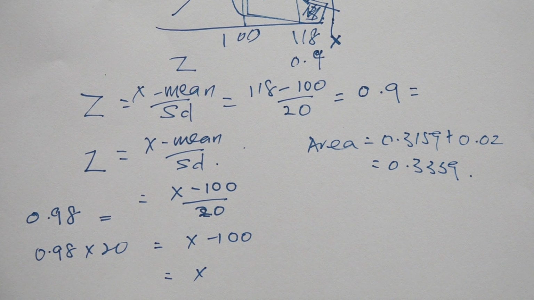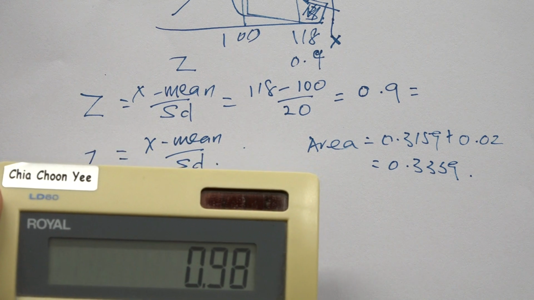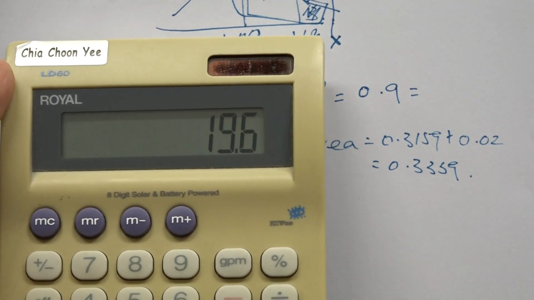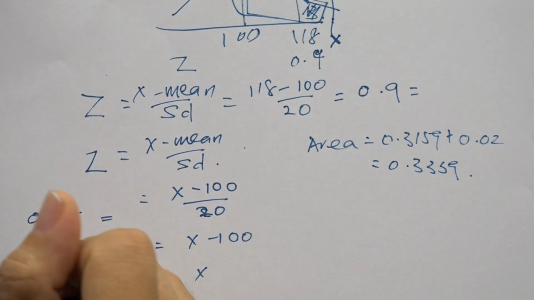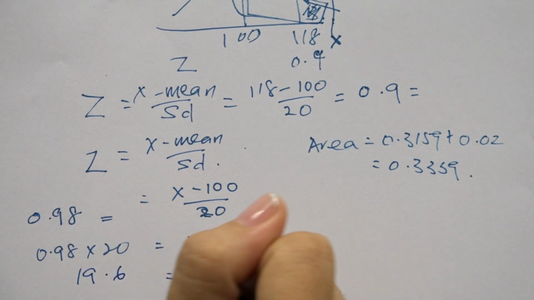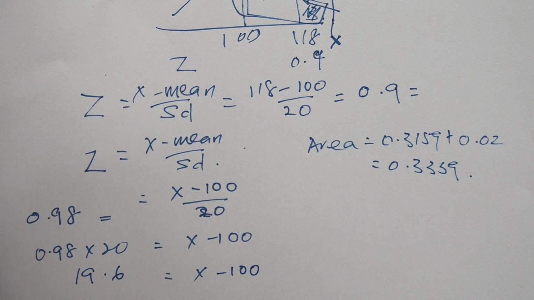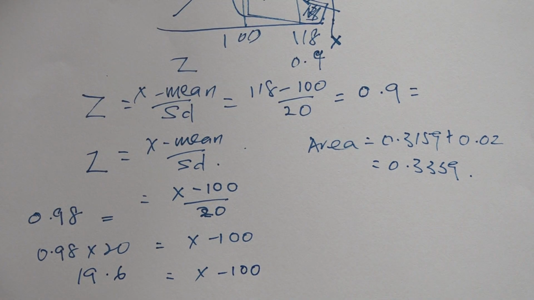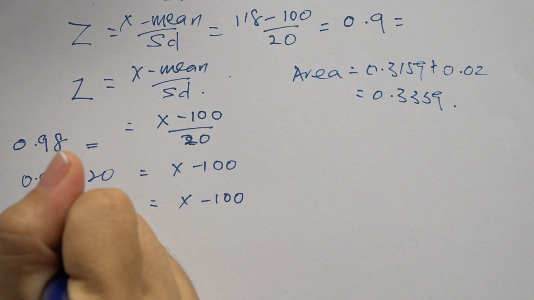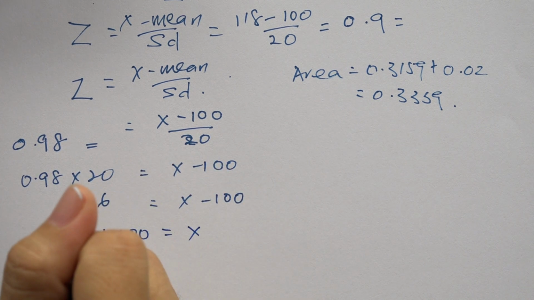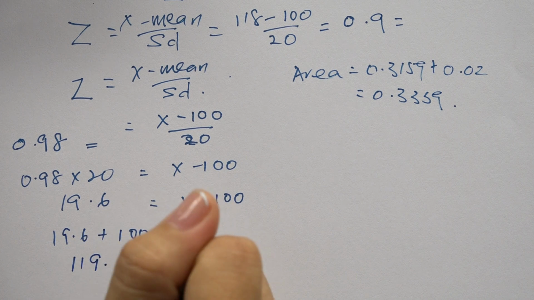If you use a calculator, 0.98 times 20 will give you 19.6. So 19.6 is equal to x minus 100. So in order to calculate your x, you take 19.6 plus 100 to give you x, which is equivalent to 119.6.